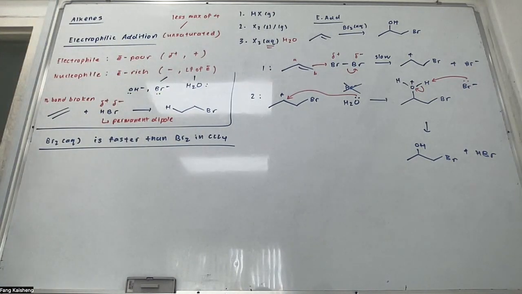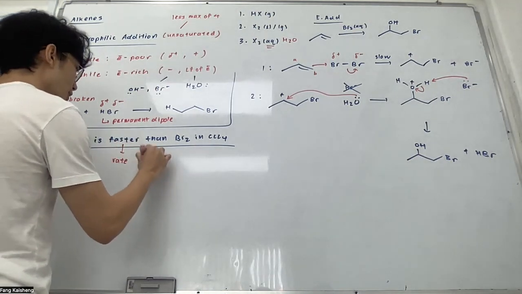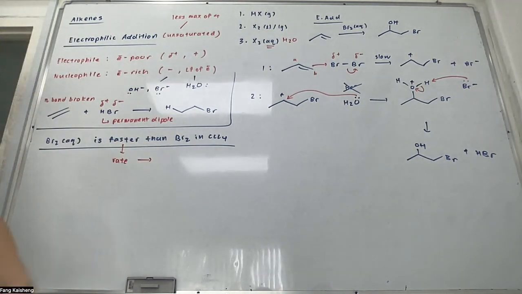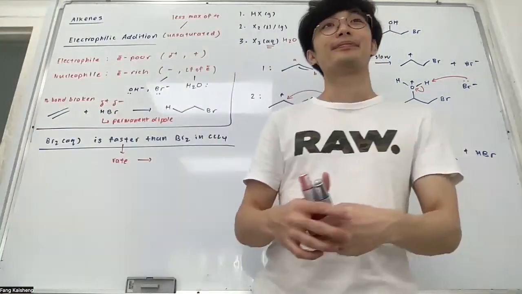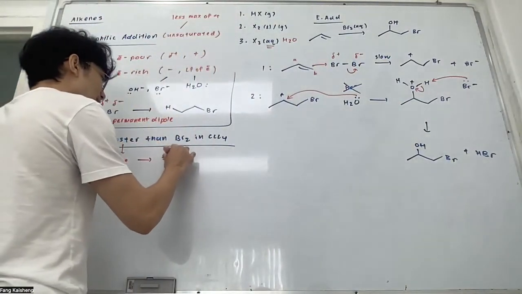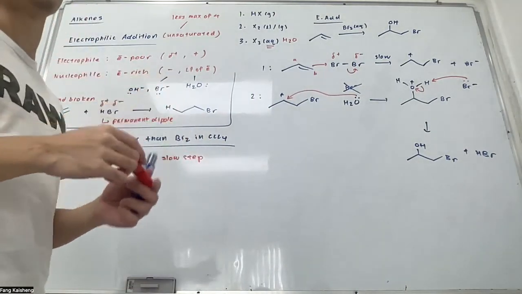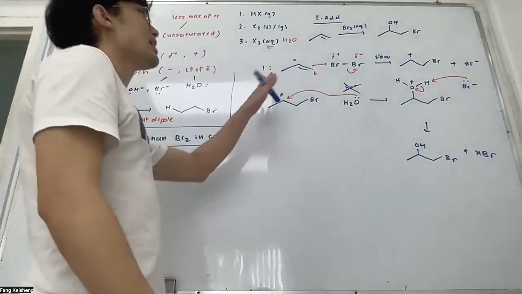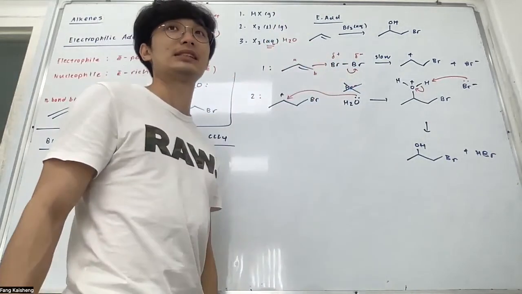Now, faster. We are taking a look at the rate, right? Guys, what affects the rate? You take a look at the mechanism. The slow step or the fast step affects the rate? Good. I want you to be very careful here. The slow step will affect the rate. Only the slow step. And you look at the reactants in the slow step. My slow step contains an alkene and Br2 for both scenarios.